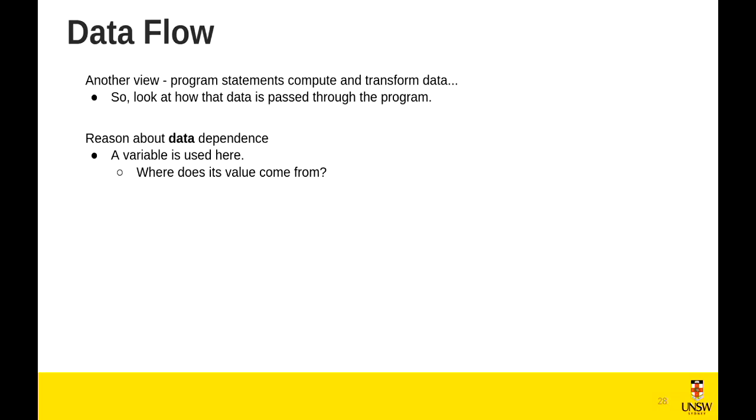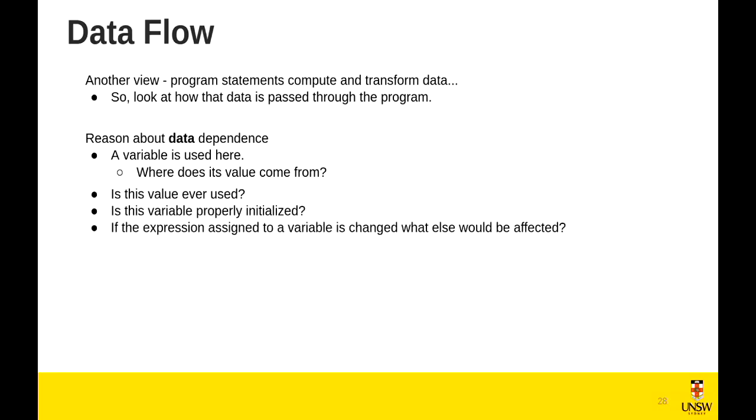So for data flow, we need to reason about data dependency. If we see a variable is used in a statement, we can think about where the value of this variable comes from. Is it from another variable? Is it from somewhere else? Given a variable, we can also think about whether this value is ever used inside the program. And we can also think about whether this variable is properly initialized.